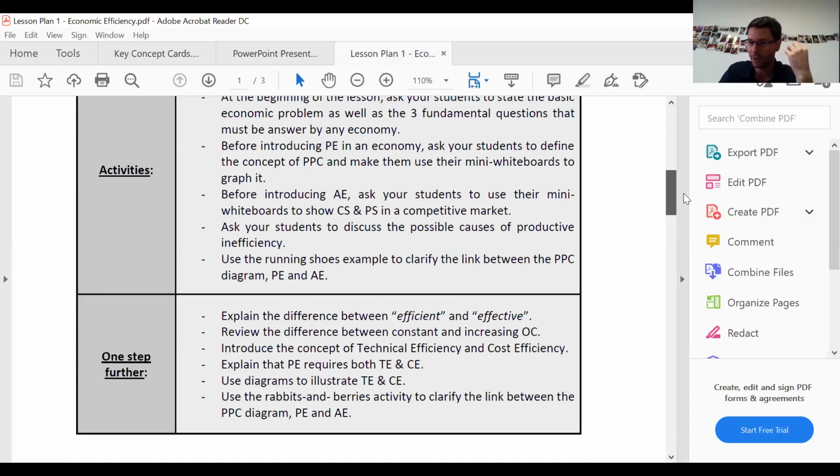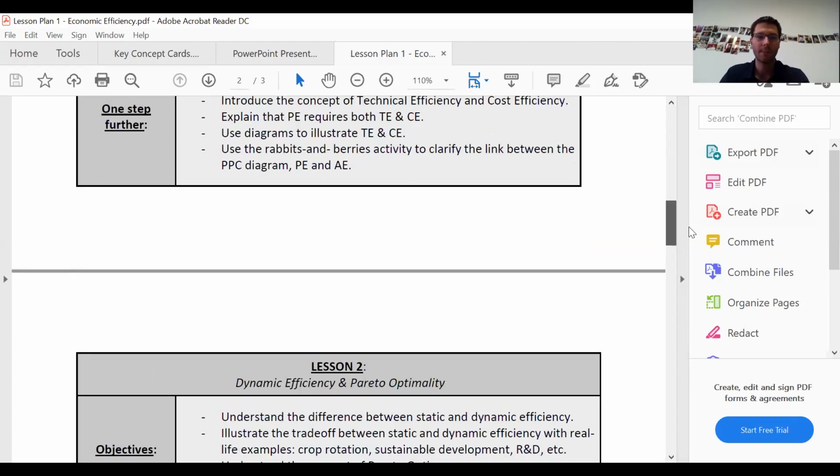If you have strong students, or if you want to go a bit beyond the syllabus, what can you do? Everything that is in the one step further section is not going to be tested for A2. So this is mostly if you really want to stimulate the interest of your students, and of course, if you have some time to cover this content. So that's lesson 1. I've done the same thing for lesson 2.